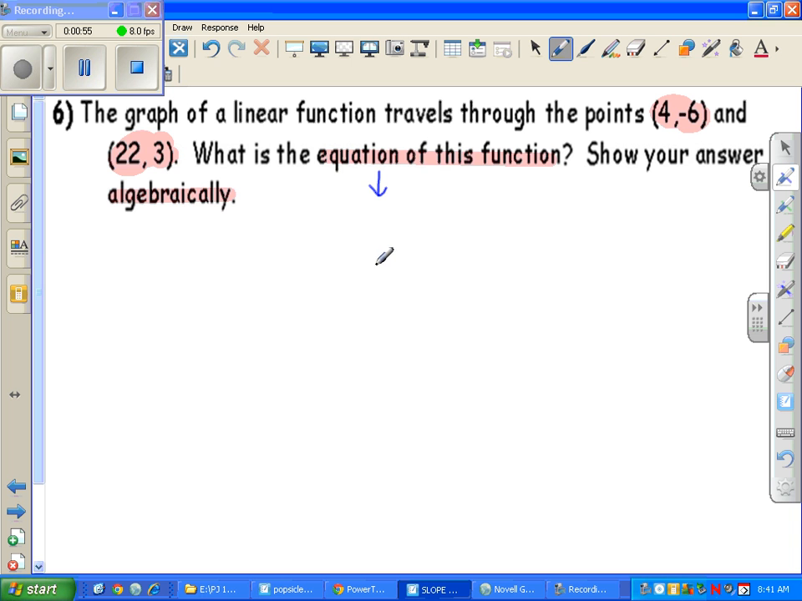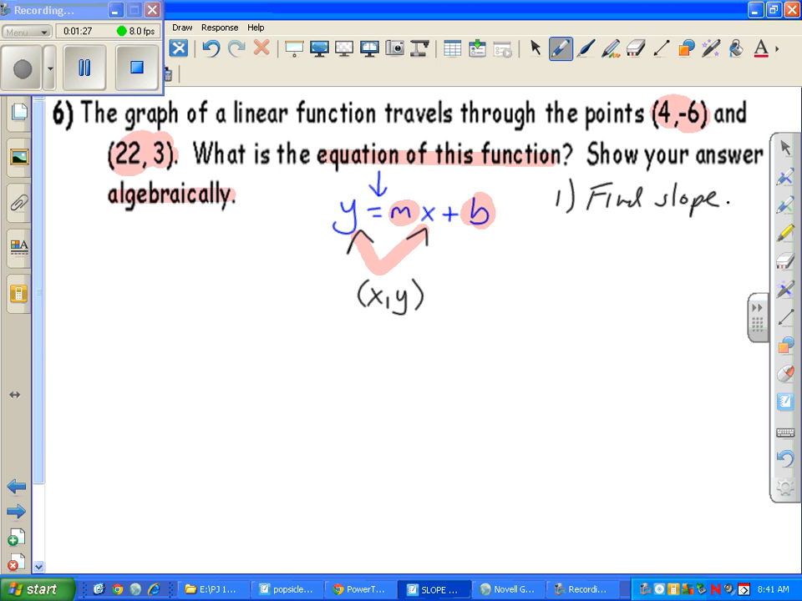So let's think about what they want us to do. We know the equation, the standard form, or the slope-intercept form of a linear function equation looks like this. And we're missing both the slope and the y-intercept. They have given us two pairs of x, y coordinates. So we know two input-output pairs. So our first step would be to use them to find the slope.